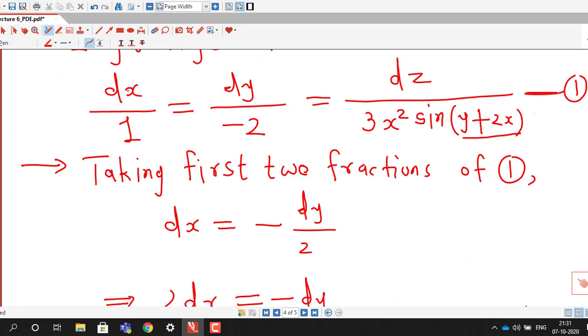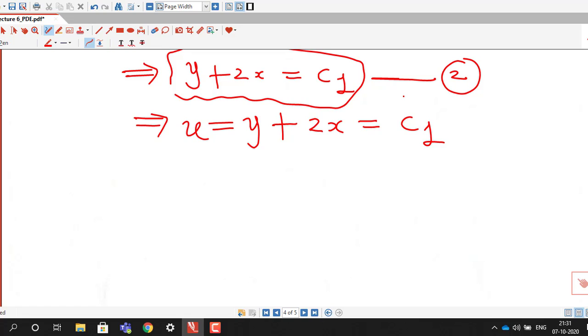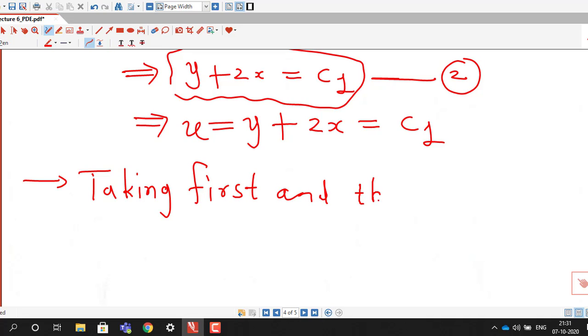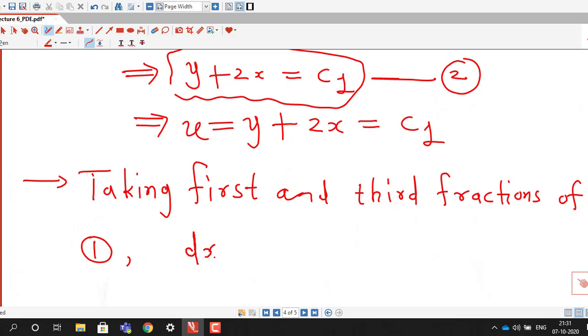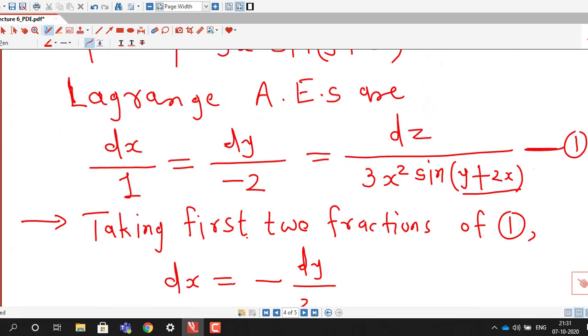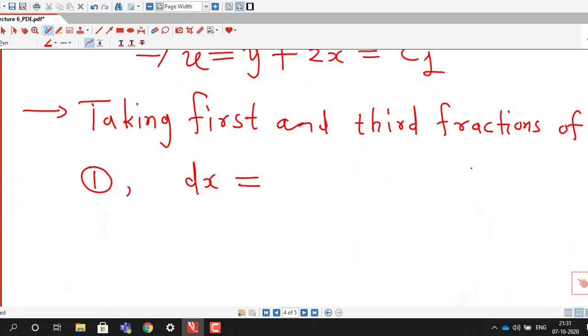So now we will take fractions 1 and 3. So now we write that taking first and third fractions of 1, we have dx equal to, first fraction is dx upon 1, that is dx, and dz divided by 3x square sin of y plus 2x.